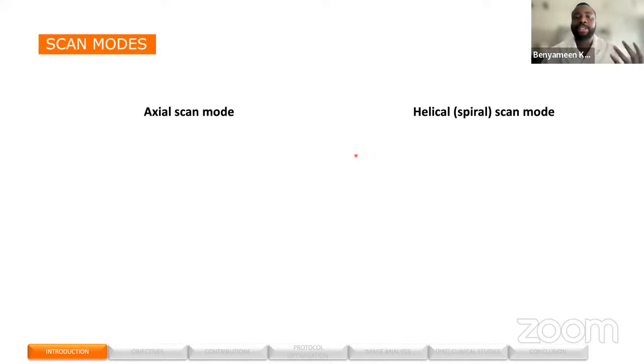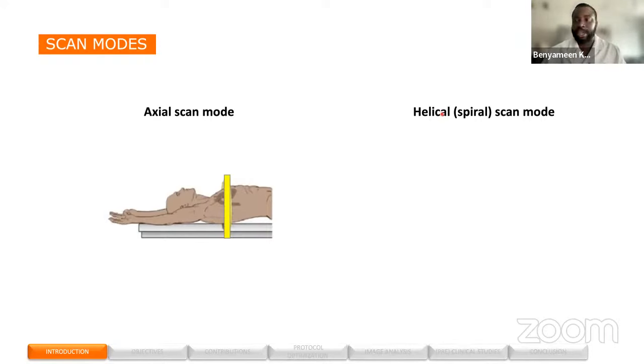Essentially, we'll strip them down into two. We have what we call the axial scan mode and the helical scan mode. Now, in terms of axial scan mode, your X-ray source is sending energy through the patient, then you collect the data, and if you want to scan another region, you basically have to shift the table and repeat the process. So you scan, shift table, repeat the process. That's basically the concept of the axial scan mode.